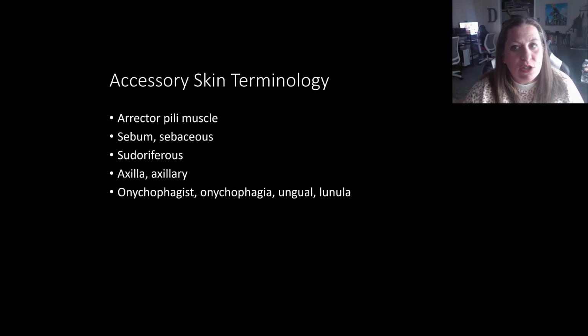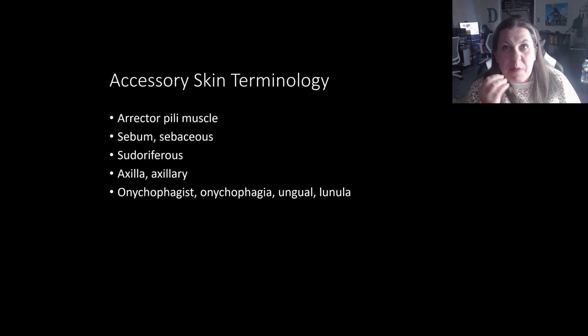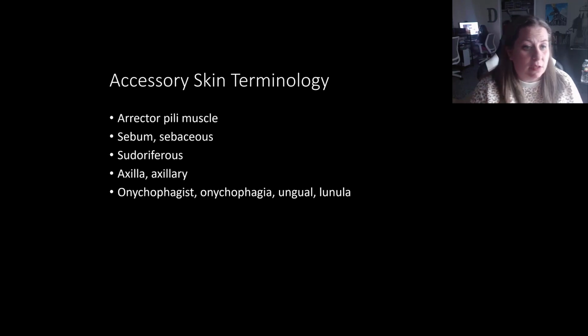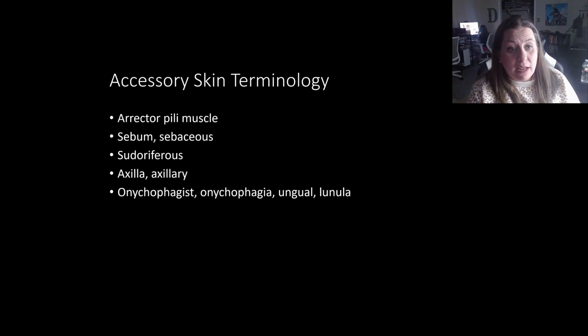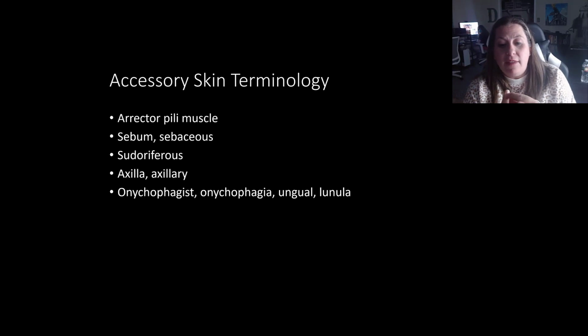All right, so accessory skin terminology are going to deal with things like the arrector pili muscle, sebum or sebaceous, sudoriferous. Axilla or axillary is talking about the armpit area. Onychophagous is somebody who habitually bites their nails. Okay, so if you're constantly biting your nails, you would be considered an onychophagist. Onychophagia is the actual act of biting of the nails. Ungula is another word that's used pertaining to the nail. And the lunula is the area on the nail that's going to have like a half moon by your cuticle, that's lighter than the rest of the nail bed. That's the area that's talked about there. So these are all terms that are going to deal with the hair, skin, and your glands.